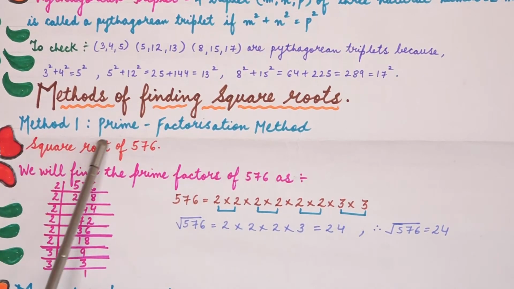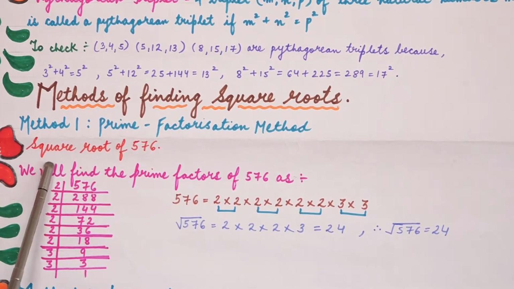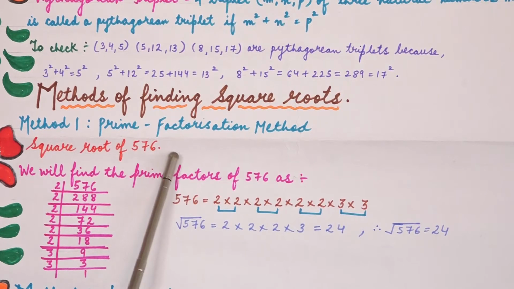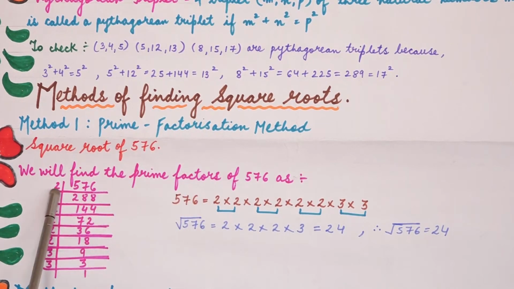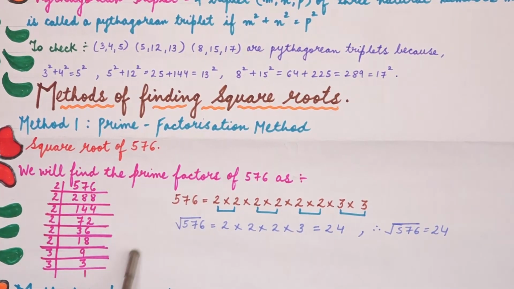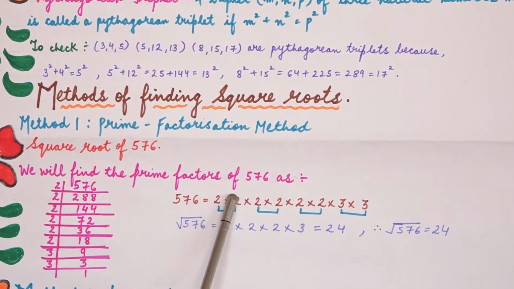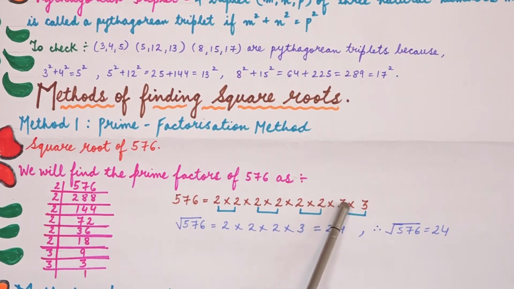First method is the prime factorization method. Let us take an example: square root of 576. Under the prime factorization method, first of all we find the prime factors of 576. We get the prime factors of 576 as 2 multiplied by 2 multiplied by 2 multiplied by 2 multiplied by 2 multiplied by 2 multiplied by 3 multiplied by 3.